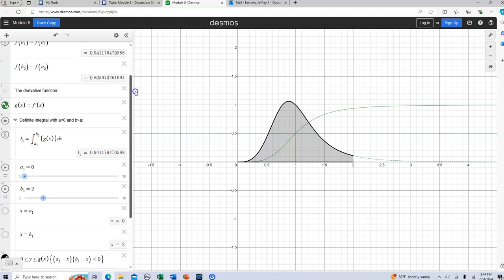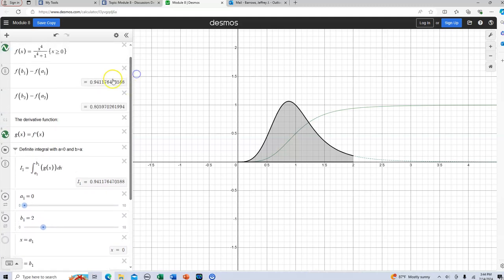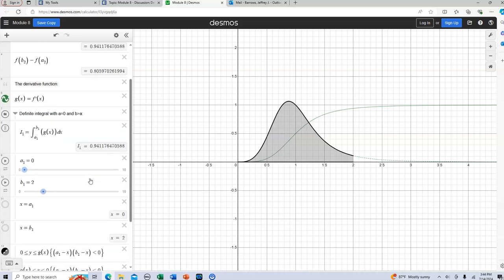Let me not forget, if I take a look at that and I go back up here and look at f of b1 minus f of a1 of the base function, it just so happens that these two values are equal. So you want to think about that when you explain this in terms of your scenario.